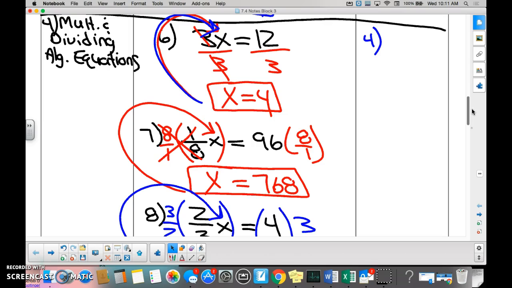Number 7 is where it gets tricky. The original problem on number 7, I know we have a lot of work there, but the original problem I gave you is 1/8 x equals 96. This is, even for my pre-algebra kids this year, the hardest thing for them. When you have 1/8 x equals 96, what are we doing with 1/8 and x? What does 1/8 x mean? It means multiplication. It means 1/8 times x, right?